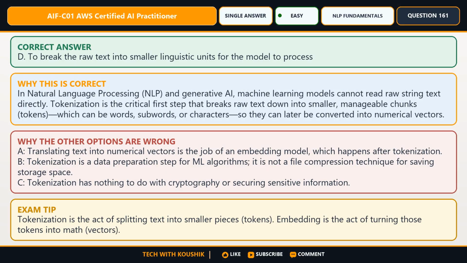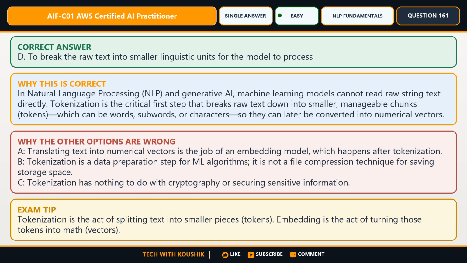The best answer is D. To break the raw text into smaller linguistic units for the model to process. The key clue points here because in natural language processing, NLP, and generative AI, machine learning models cannot read raw string text directly. Tokenization is the critical first step that breaks raw text down into smaller, manageable chunks, tokens, which can be words, subwords, or characters, so they can later be converted into numerical vectors.